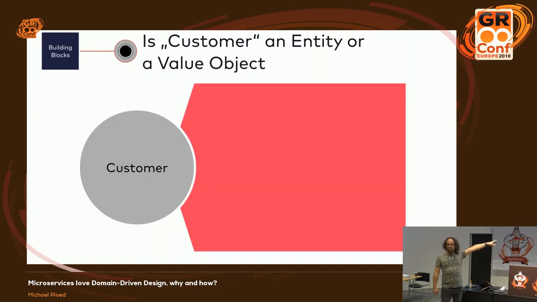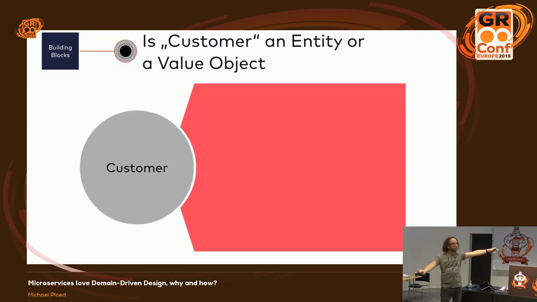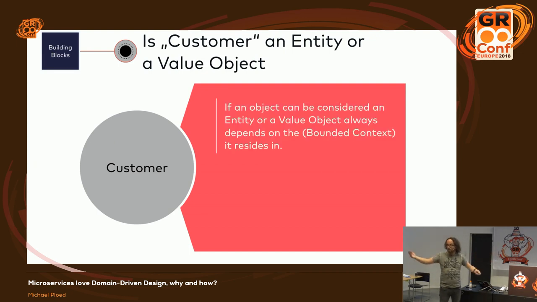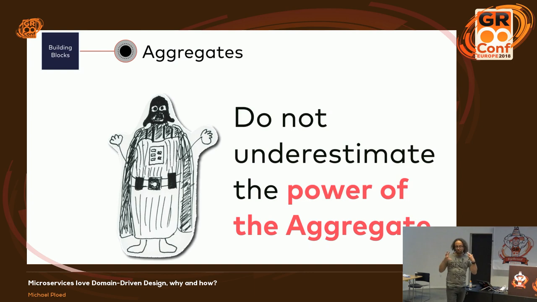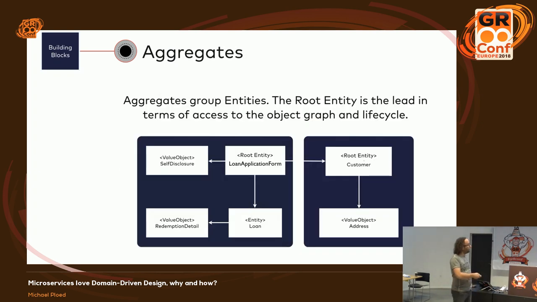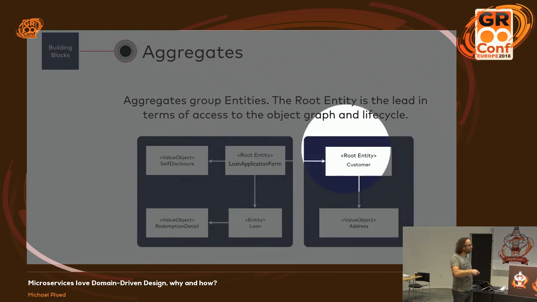One thing. Did you realize the bug on my slides? Customer, customer, customer, customer, customer, on both. Now, what is the customer? Is it an entity or a value object? It depends on the context. In one context, the customer may be an entity. In another context, the customer may be a value object. And we can group both of those together with the aggregate. The aggregate is a very powerful construct which groups together entities and value objects. So we more or less go ahead and group parts of our application together there.